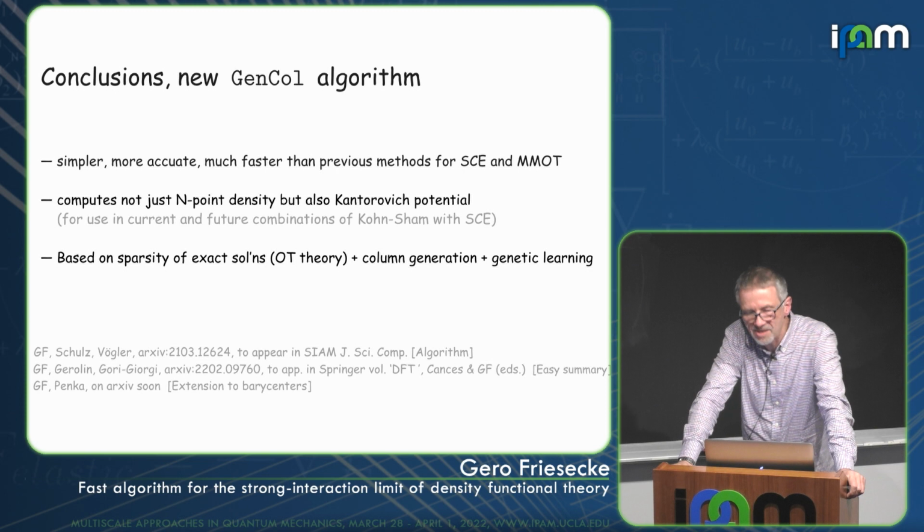And okay, based on sparsity of the exact solutions, that's optimal transport theory, column generation and genetic learning. So that's what I wanted to say.